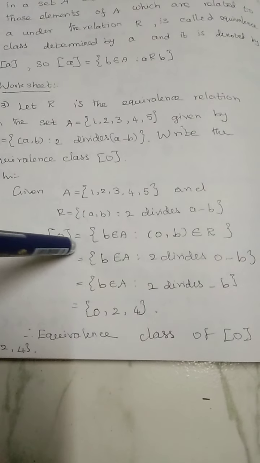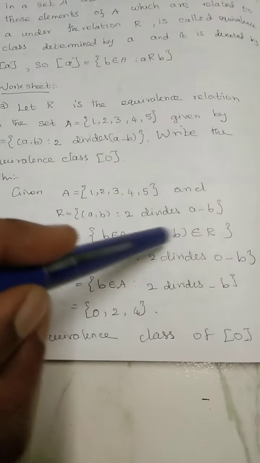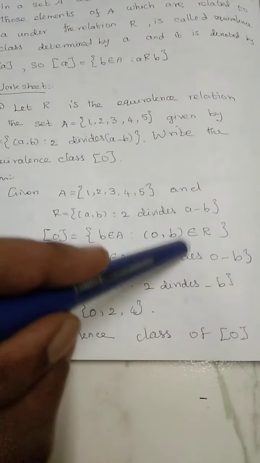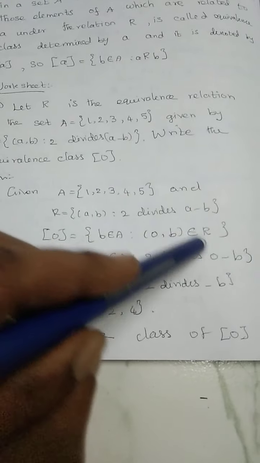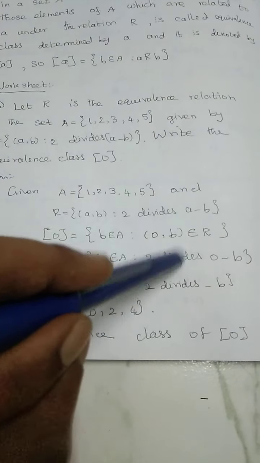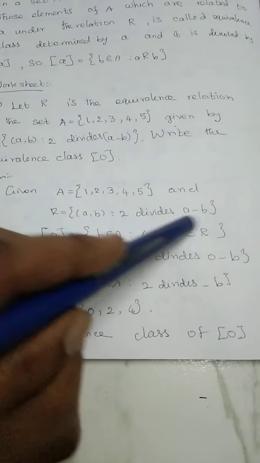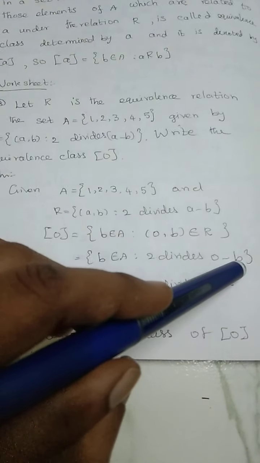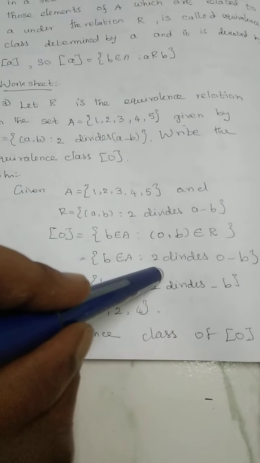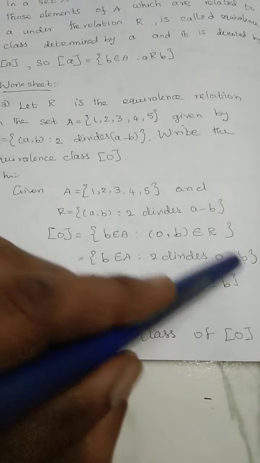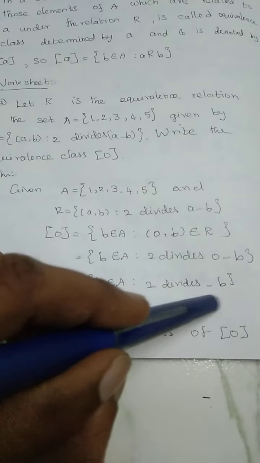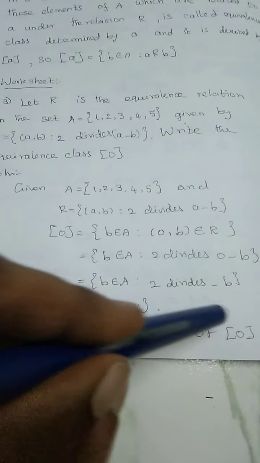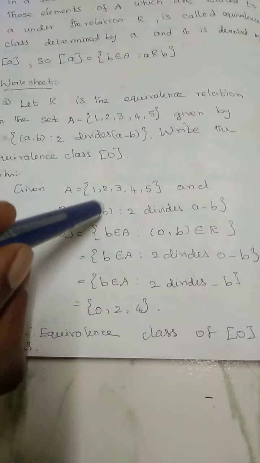Here our fixed element is 0 only. So 0 comma b, where this b is each and every element of capital A. So 0 comma b belongs to R means, by the definition of R, a minus b is divisible by 2. So 0 minus b is divisible by 2. 0 minus b is nothing but minus b only. So 2 divides minus b. Now we take each and every element of A.